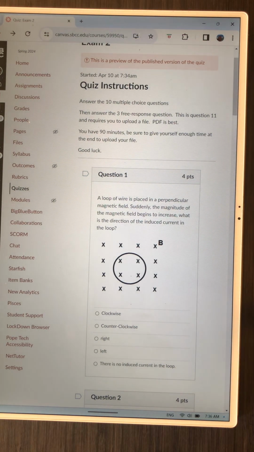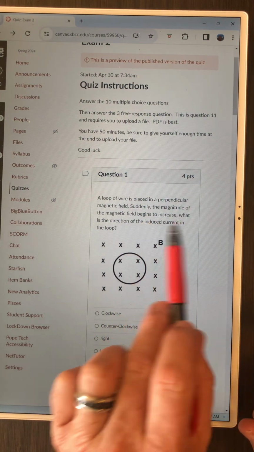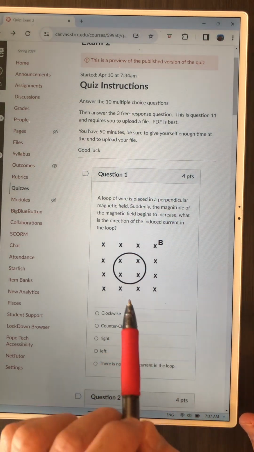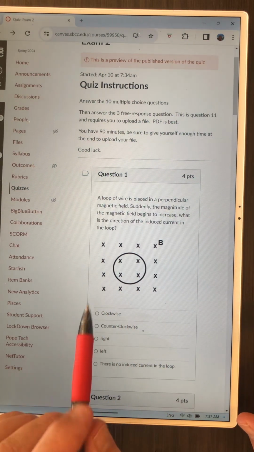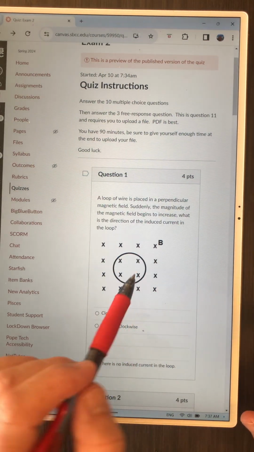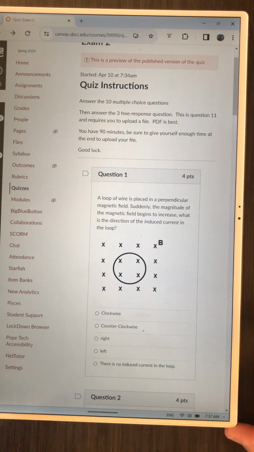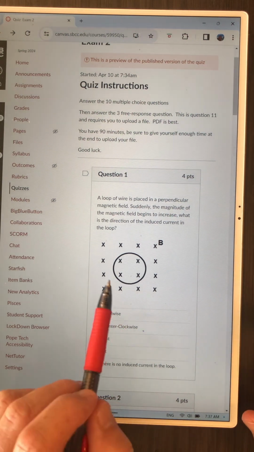All right, so let's go through this. Question number one says a loop of wire is placed perpendicular to a magnetic field, and suddenly the magnetic field begins to increase. Hopefully you recognize this as Faraday's law of induction, so there is a change in the magnetic field in this loop, so there will be some current. We don't need to worry about this last one here, but we know that it opposes the change.